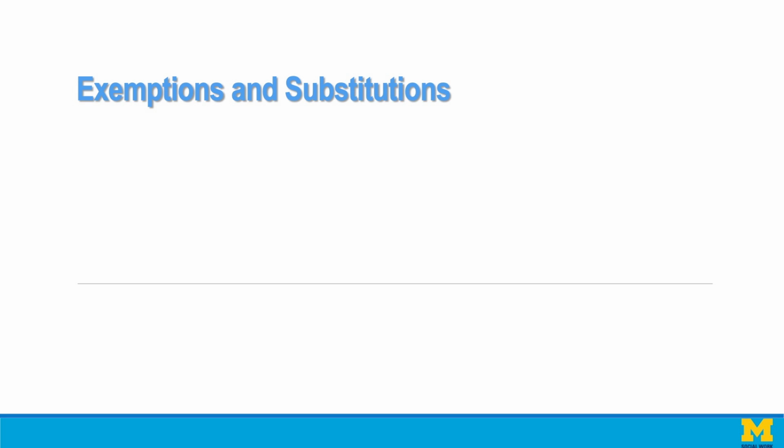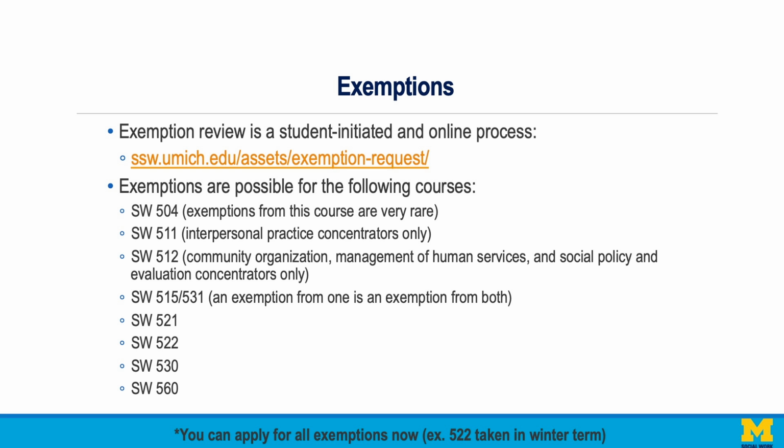Exemptions and substitutions. Exemptions are an opportunity for students who have covered the content of a foundation course to substitute an elective for that foundation course. The exemption review is a student-initiated and online process. You can see on the screen here the location of the exemption review form.